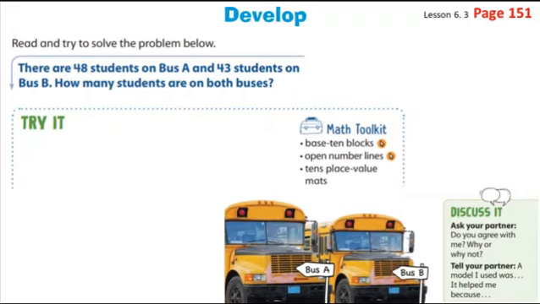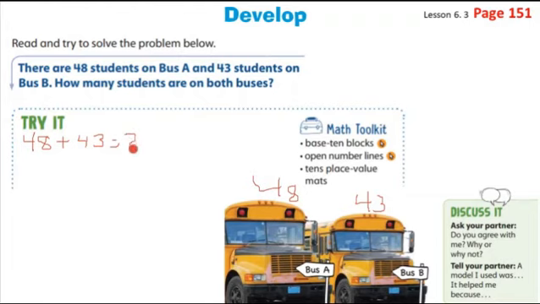And let's read this again. Read and try to solve the problem below. There are 48 students on bus A and 43 students on bus B. How many students are on both buses? So this is bus A, there's 48. Over here it's 43. We'd write that out as an equation as 48 plus 43. And that's going to equal, you don't know.